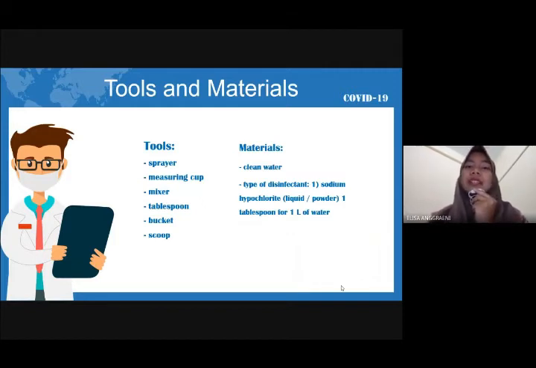There are 5 important ingredients in disinfectant which kill pathogen cells and kill bacteria and viruses on the surface, namely quaternary ammonium, alcohol, formalin, potassium, and phenol. For tools and materials, tools: sprayer, measuring cup, mixer, tablespoon, bucket, scoop. And for materials: clean water and the type of disinfectant, sodium hypochlorite, liquid or powder, 1 tablespoon for 1 liter of water.